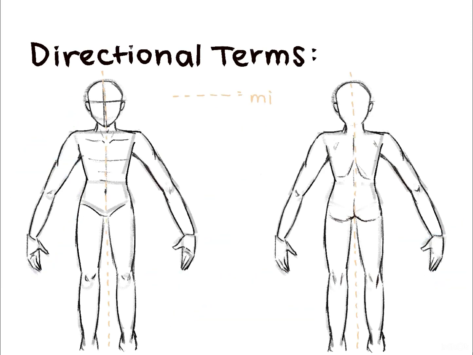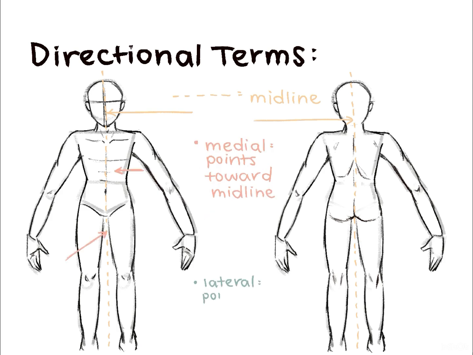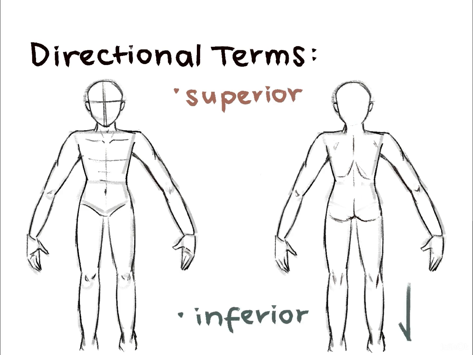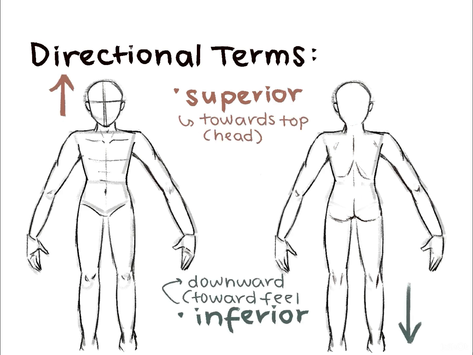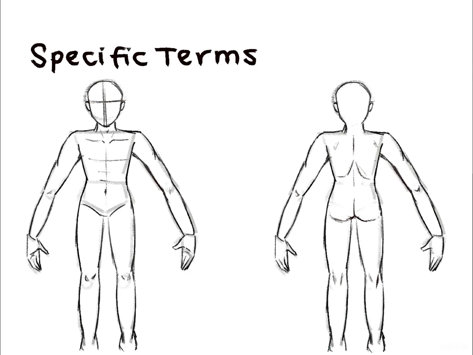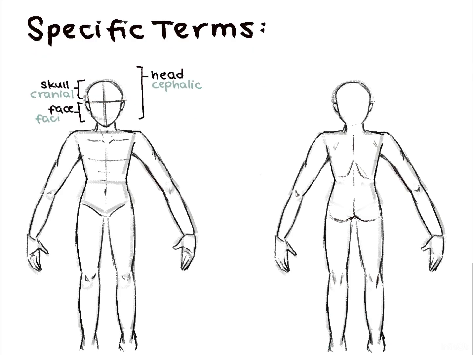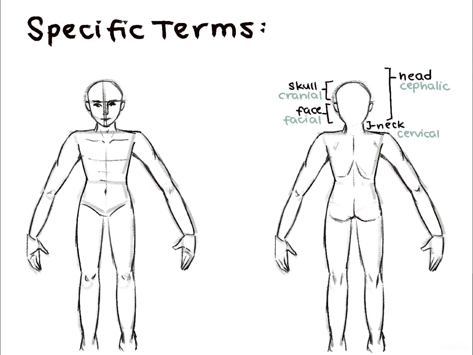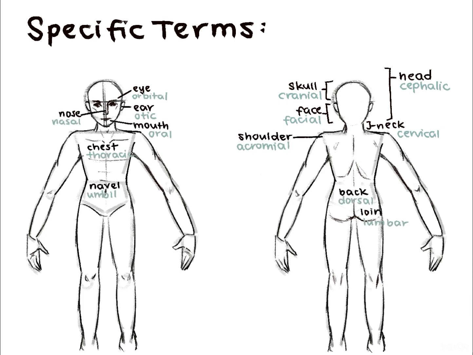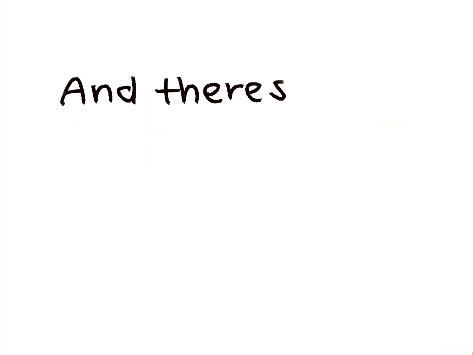And this will be the midline. Medial means pointing towards the midline, while lateral means pointing away from the midline. Superior means pointing towards the top or to the head, while inferior means pointing downwards toward the feet. There are some specific terms, as you can see here. They go into much more detail on every specific part of your body. These are really specific anatomical directional terms, and there's a lot more than just the ones I've shown.